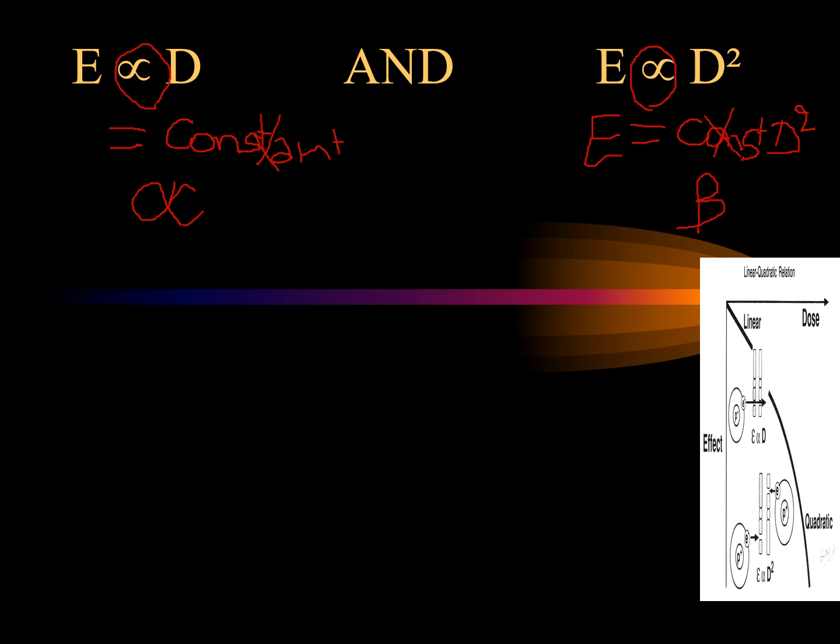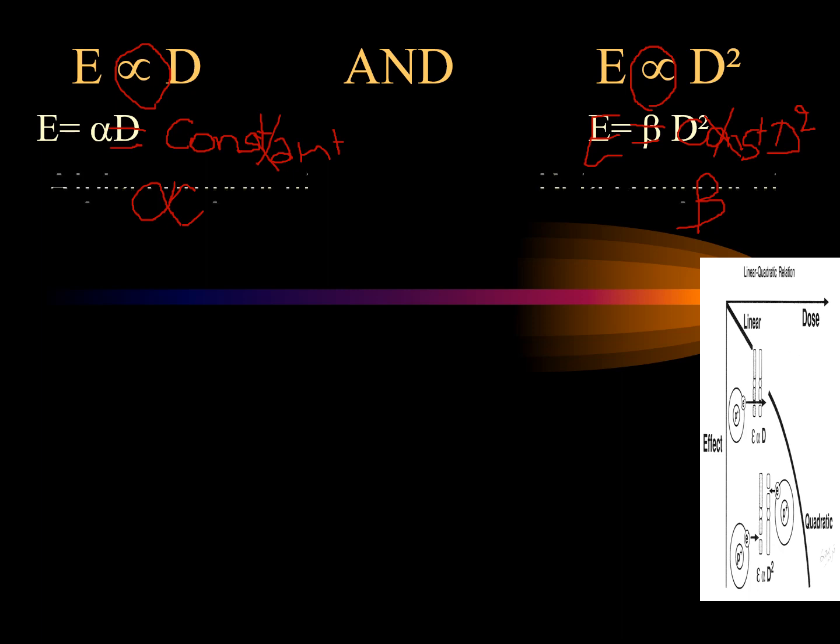So let's make things more complicated now. Effect of radiation is directly proportional to alpha D in the first part of the curve. And the effect of radiation is equal to beta, which is a constant, times D squared in the second part of the curve. What is E? It's cell death, yes? What is E here? Its effect, yes, it's cell death.